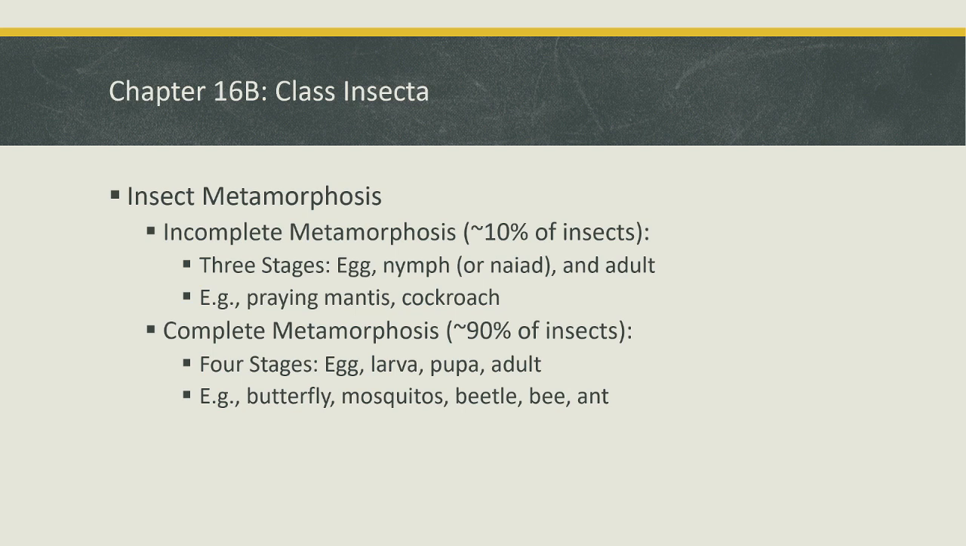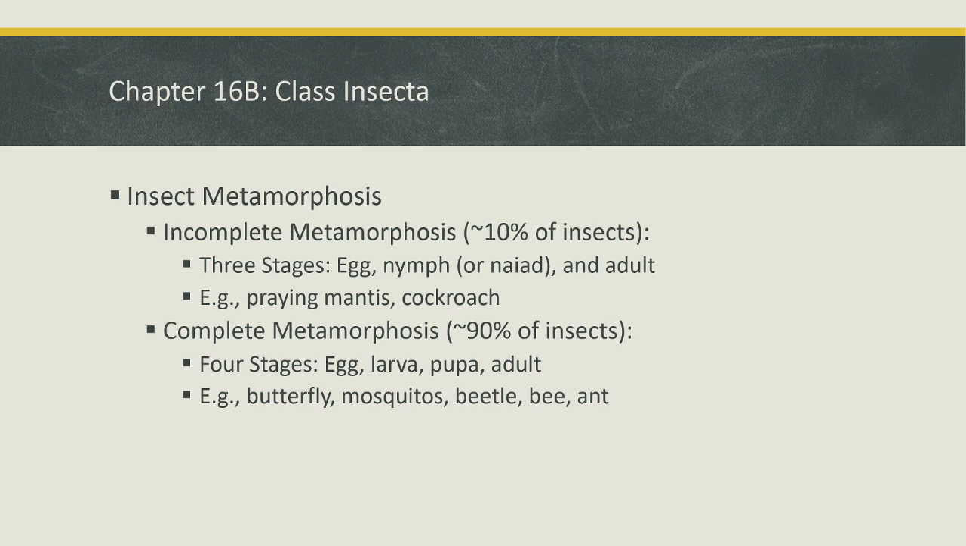There's incomplete metamorphosis, which is only about 10% of insects. And there are three stages to incomplete metamorphosis. There's the egg stage, the nymph or naiad, and the adult. So what a nymph or naiad is, nymph is land dwelling and naiad is water dwelling. And what they are is essentially miniature versions of the adult. They look like the adult, but they're not fully formed yet, and so they're a bit different. If it's on the land, you call it a nymph. If it lives in the water, you call it a naiad.